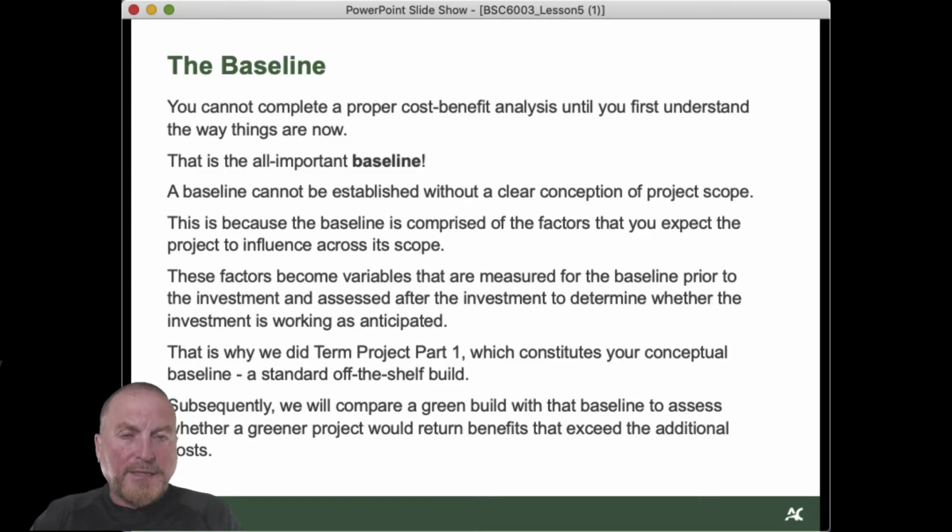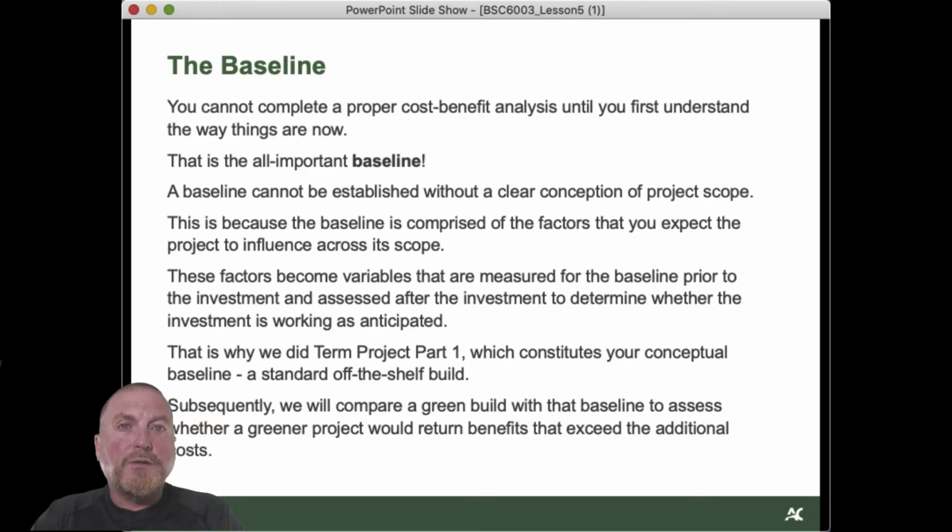So the baseline is comprised of all the factors that you're going to measure. In the baseline will be measurements of all the factors within the project scope that you think your investment is going to impact. Okay? So all the factors must be measured in the baseline, those factors that you think will be impacted by your investment. Okay? So if you think your investment is going to bring down energy costs, hopefully it does, obviously in our case, that has to be measured for the baseline and then measured off into the future.